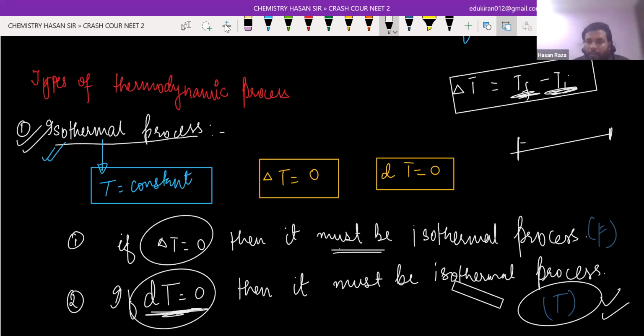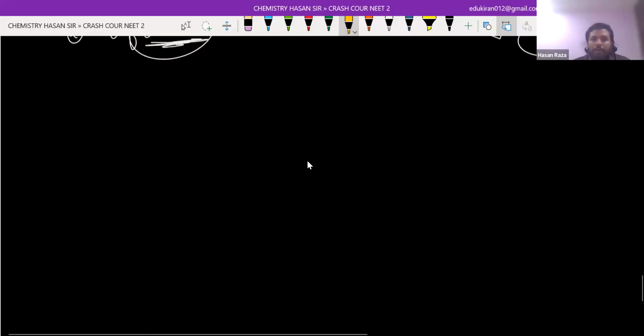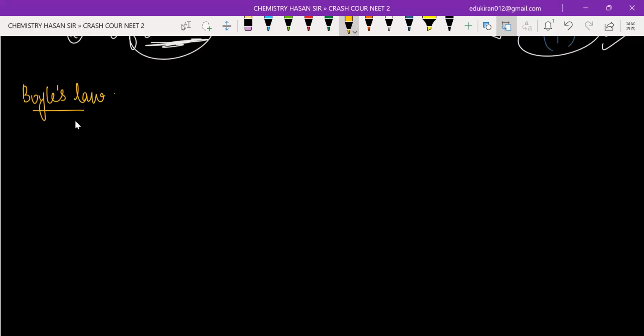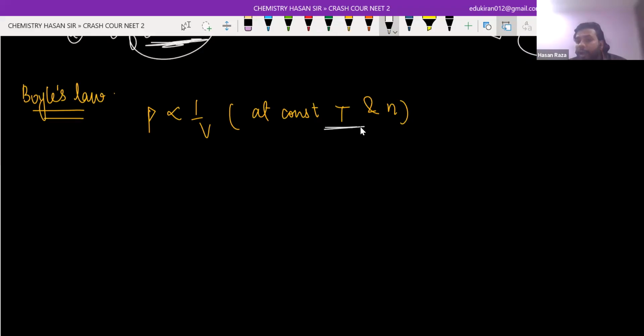Now I'm going to give some graphs. The graph is for isothermal, where temperature is constant. Do you know Boyle's law? Yes or no? From the chapter States of Matter, Boyle's law. Boyle's law says that P is inversely proportional to V at constant temperature and number of moles. And as I told you, whenever the temperature is constant, the process is isothermal.